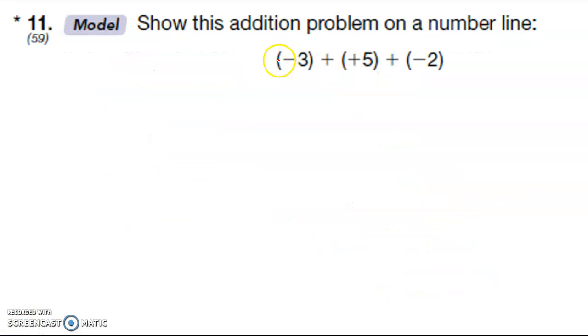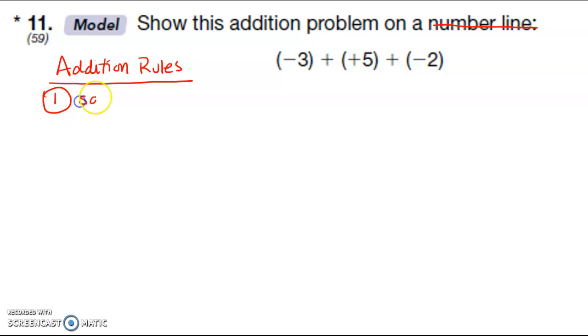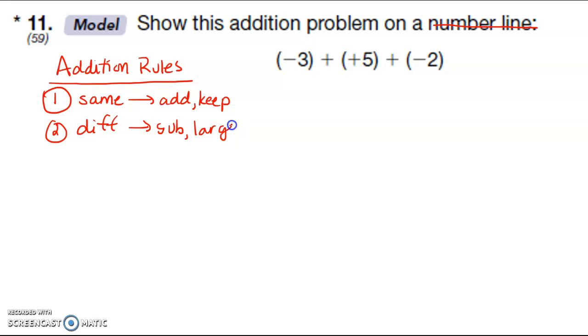Okay. Show this addition problem on a number line. Absolutely not. We're going to use our addition rules. You should have this written somewhere where you can locate them. So if they are the same sign, we add and keep the sign. If they are different signs, we subtract and take the sign of the larger. Okay, so let's do this 2 at a time. I have -3 plus +5. I have different signs, so I'm going to subtract and keep the sign of the larger.